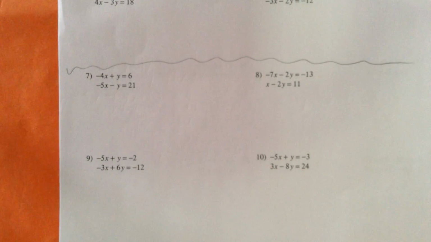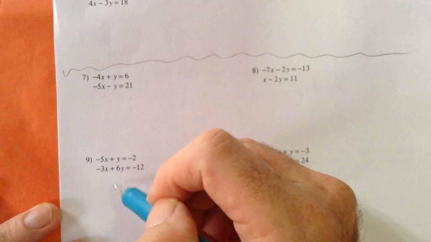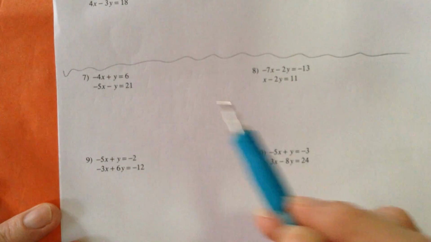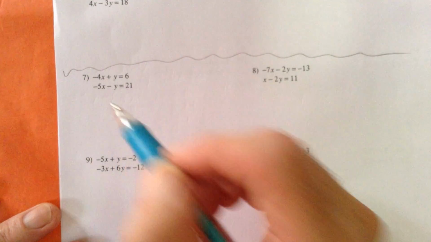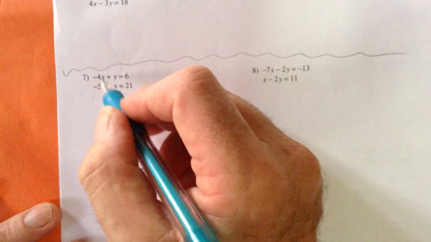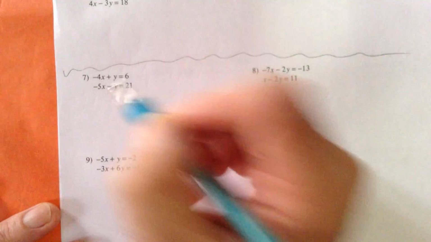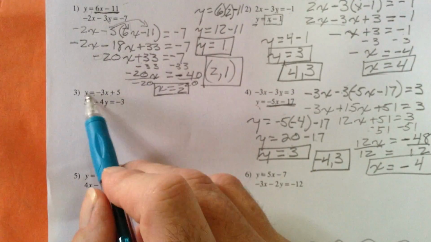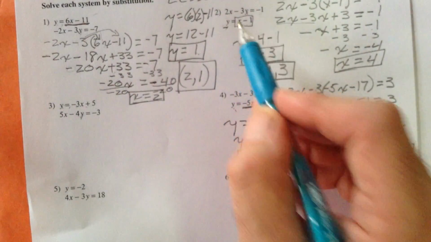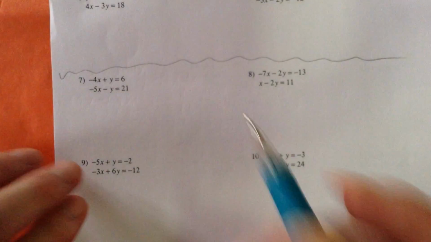Okay, this is still lesson 63, but here you can see problems 7 on are a little different compared to 1 through 6, because you don't have the y isolated. So you have to pick one and isolate the y in order to substitute it into the other equation. Just like all of these, you see the y is isolated, y equals. They all have one of the equations already set for you.